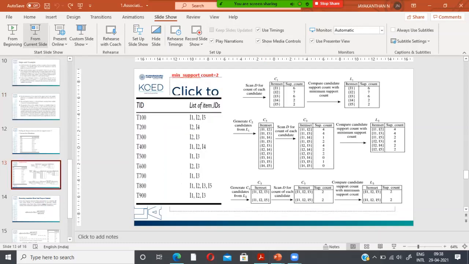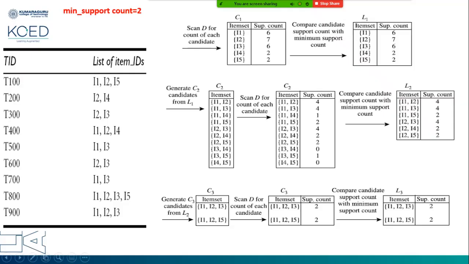So here we are having a 5 item set. We have to go for a combination of 4 item set, but we are having only one combination of 4 item set. That occurrence is lesser than the minimum support count. So we are stopping with the 3. So we are having item sets I1, I2, I3 and I1, I2, I5. So these are the candidate sets.